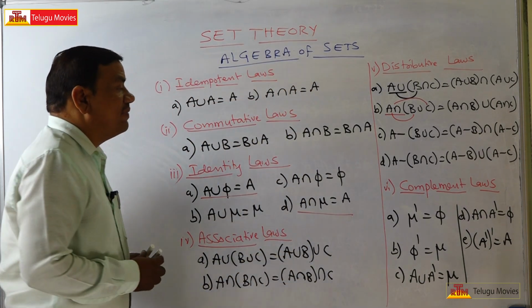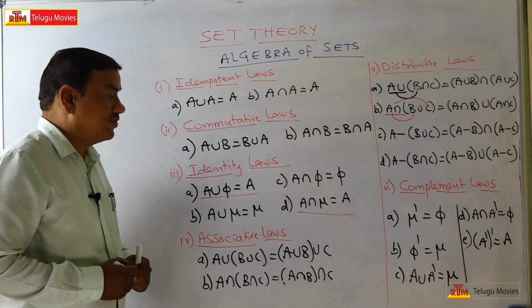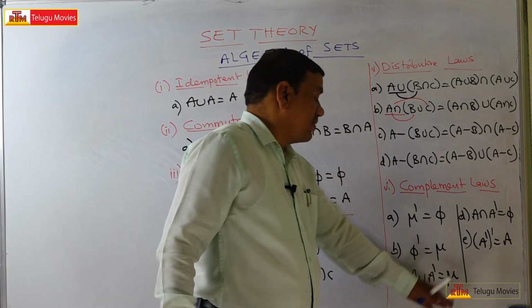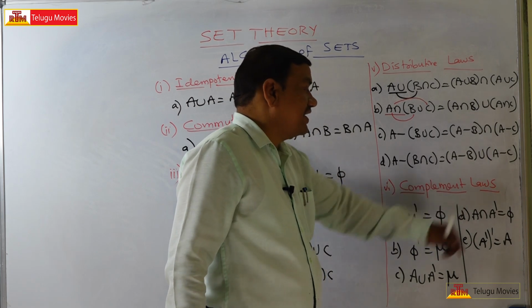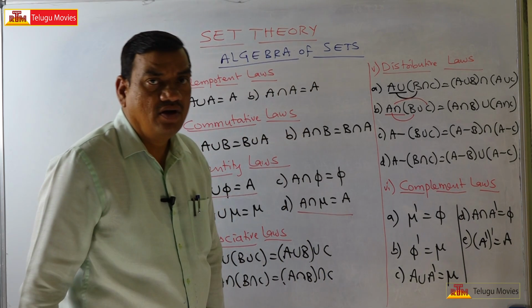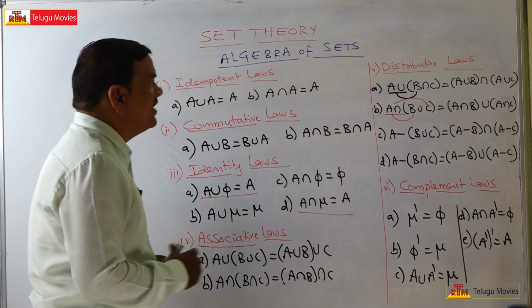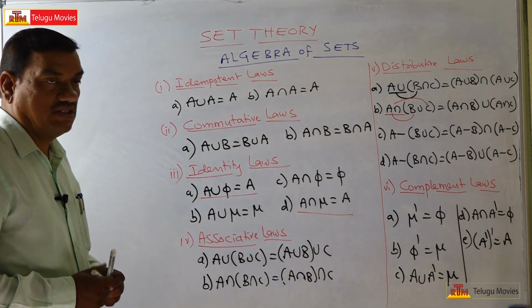Next one, complement laws. Mu complement is equal to phi, phi complement is equal to mu, and A union A complement is equal to the universal set, A intersection A complement is equal to phi, A complement whole complement is equal to A. Understand this? So, very, very important formulas these are.